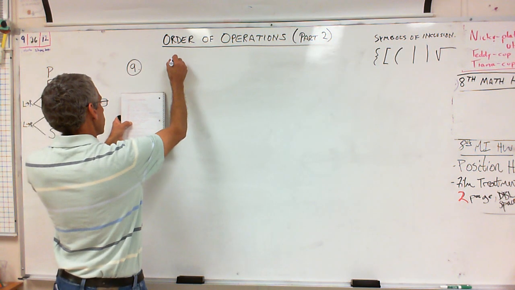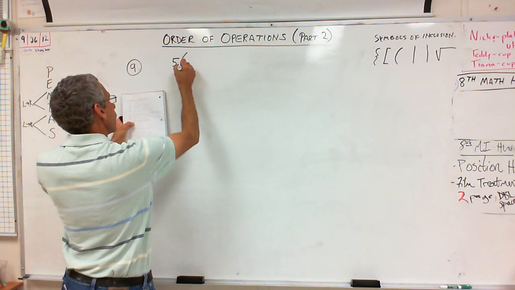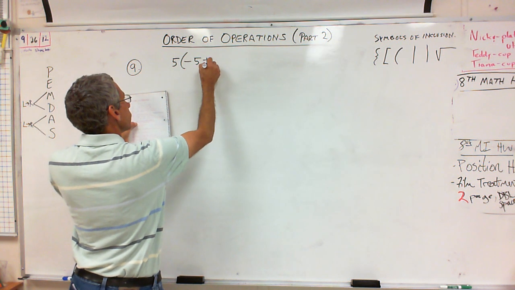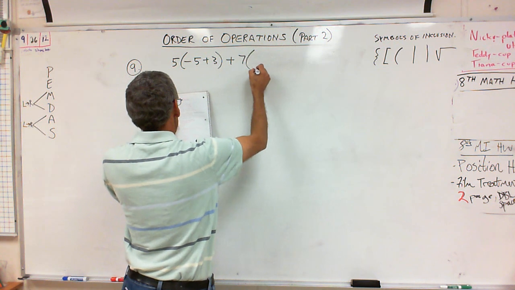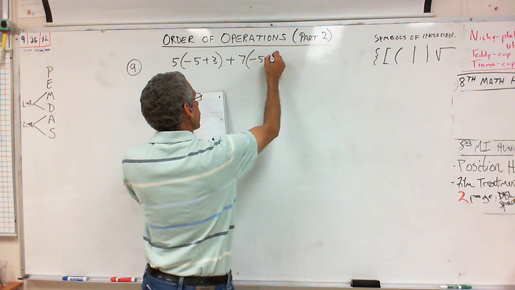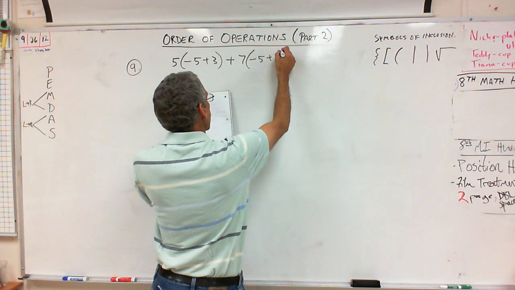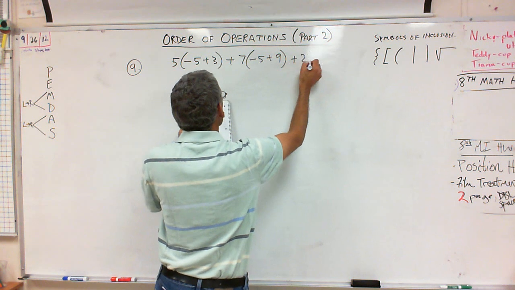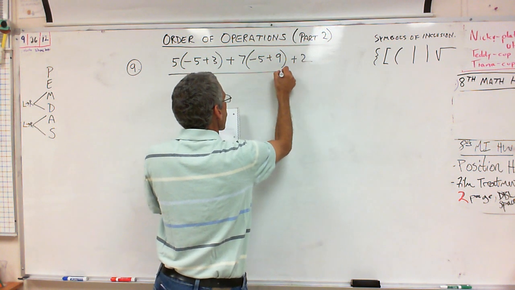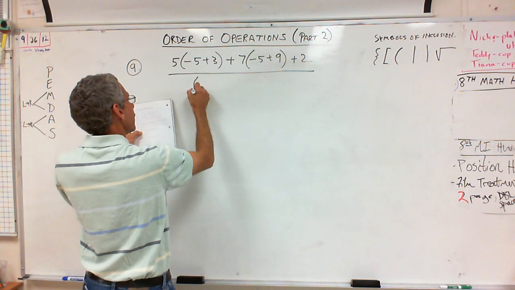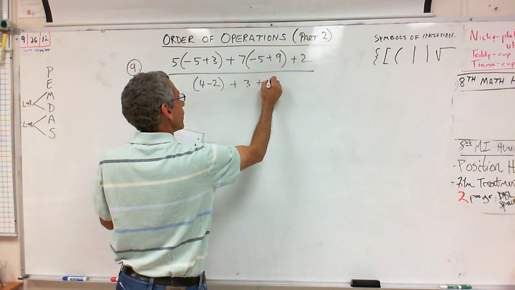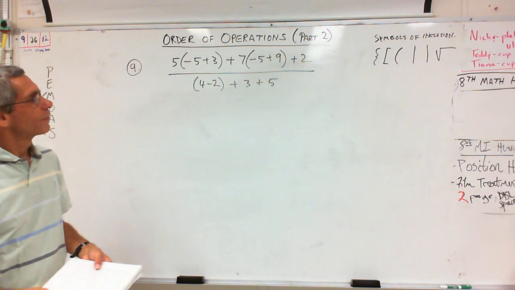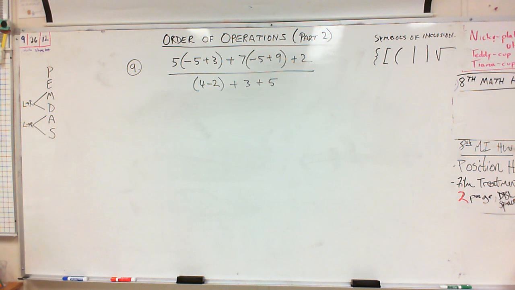So now this one is going to be a little different. 5 parenthesis -5 plus 3 parenthesis plus 7 parenthesis -5 plus 9 parenthesis plus 2, all over 4 minus 2 plus 3 plus 5. Does that mean divide eventually?